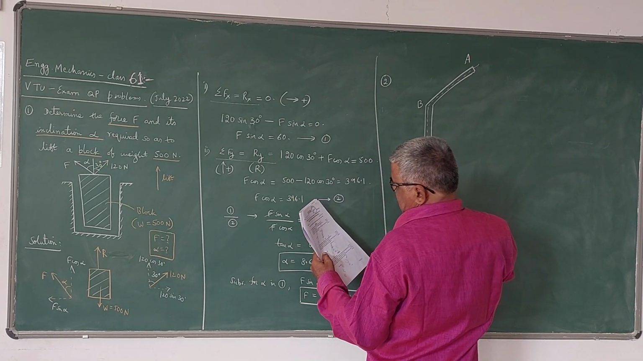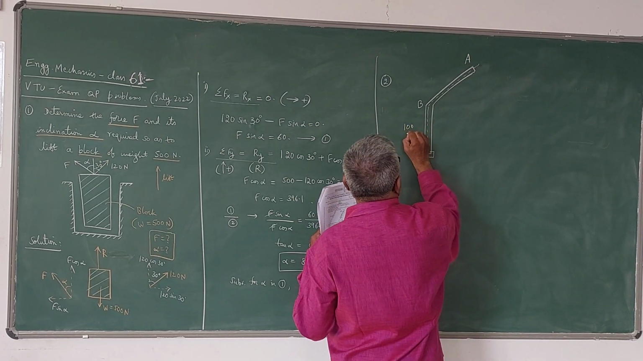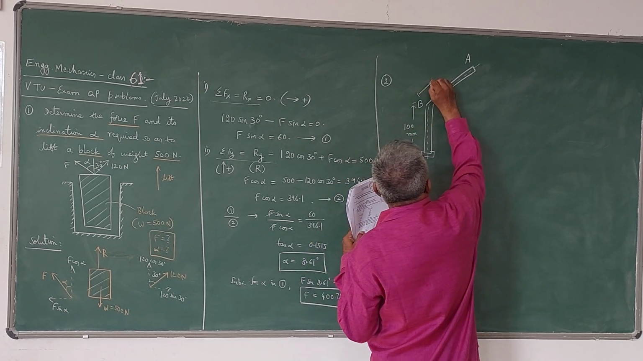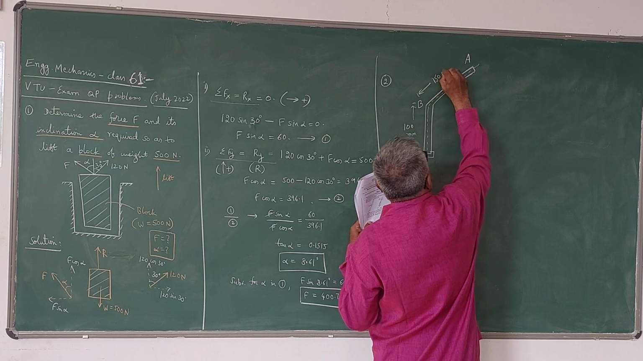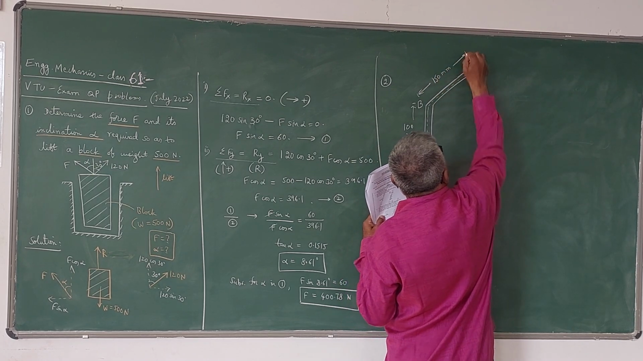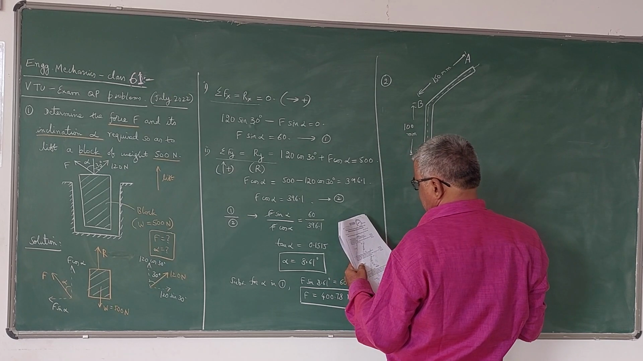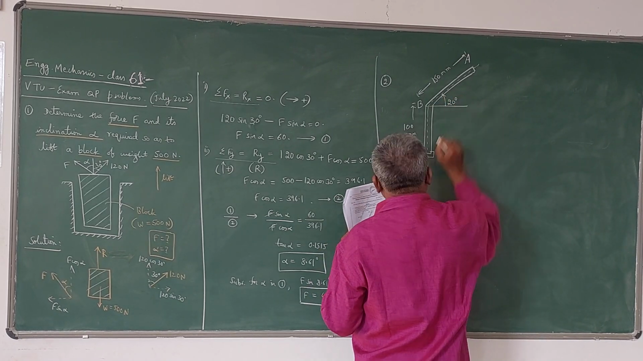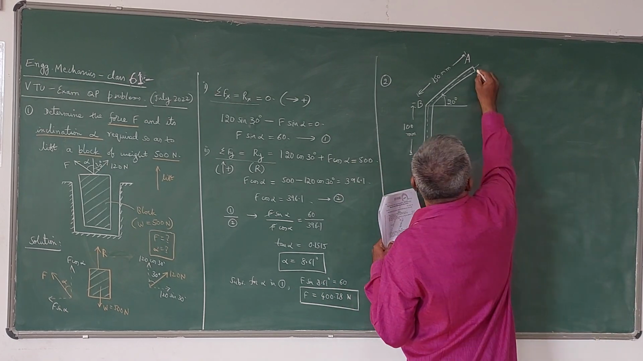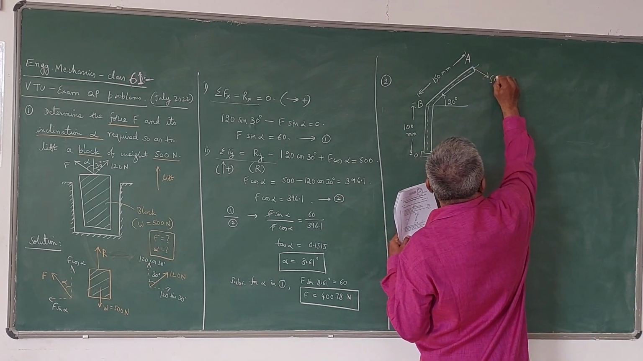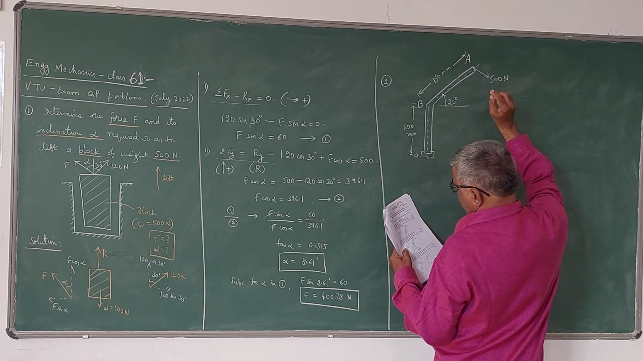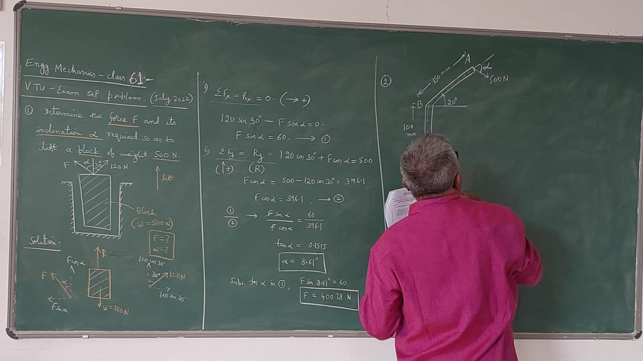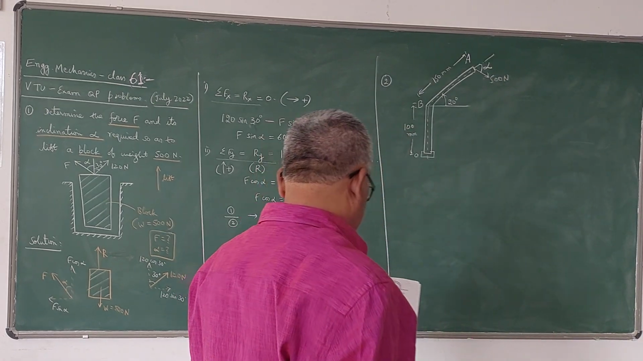So he has given the distances. OB is 100 mm, BA is 150 mm. He has given this angle as 20 degrees. He has given a force here, 500 Newton force, and this 500 Newton force is making angle alpha with the BA.